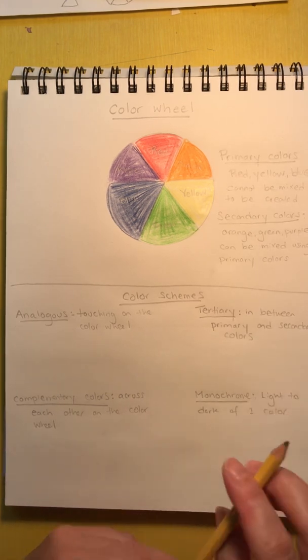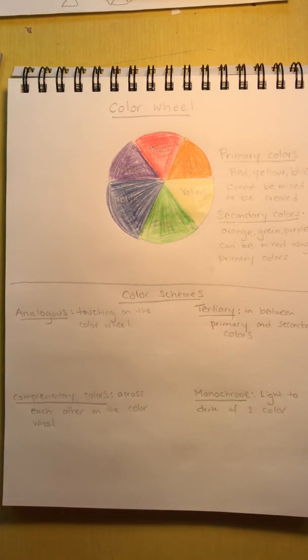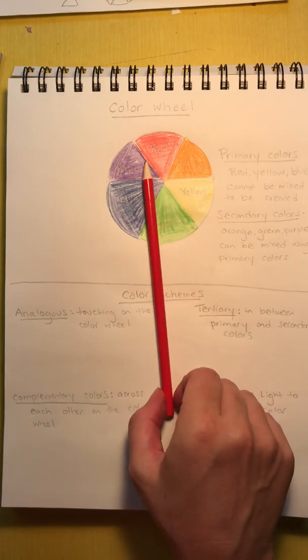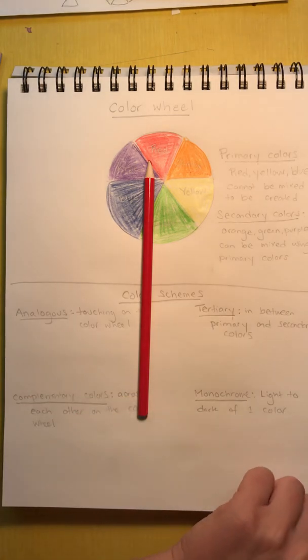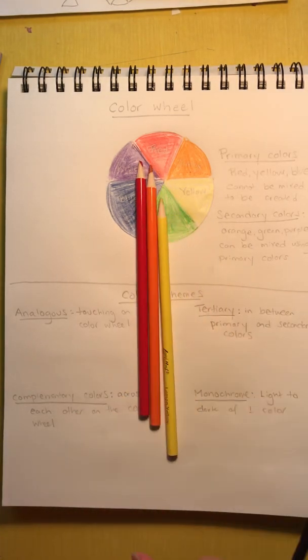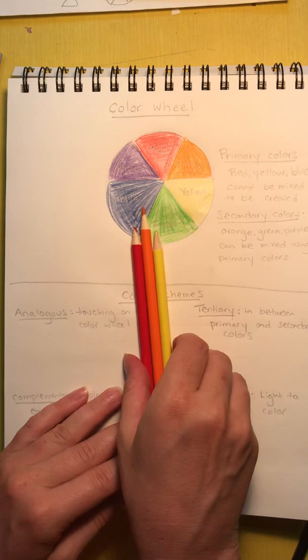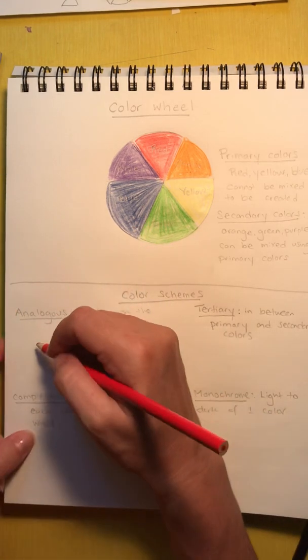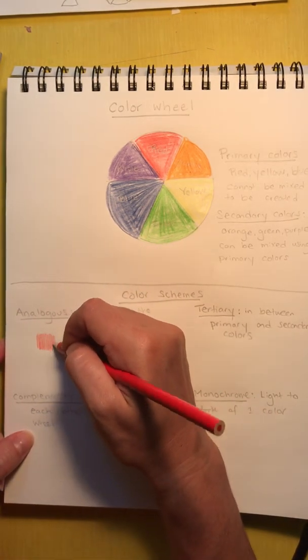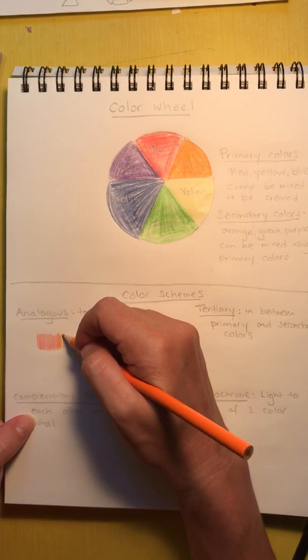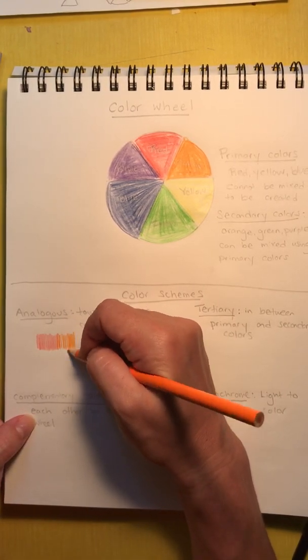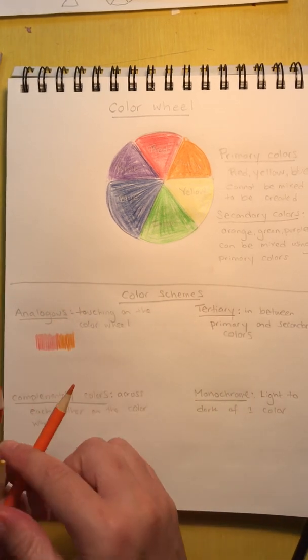Okay, so let's start with some analogous colors. So a few colors that touch on the color wheel are red and orange and yellow, so they're close together. This is my favorite analogous color scheme. So I'm going to use a little red and blend it with a little orange, and then it moves to yellow.